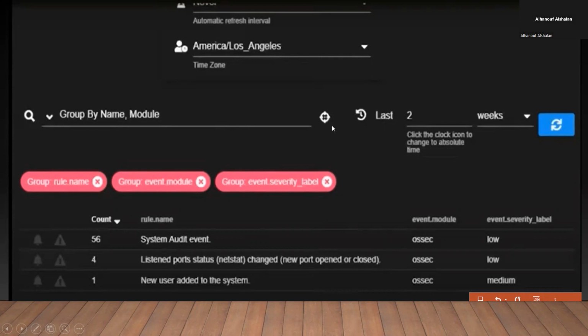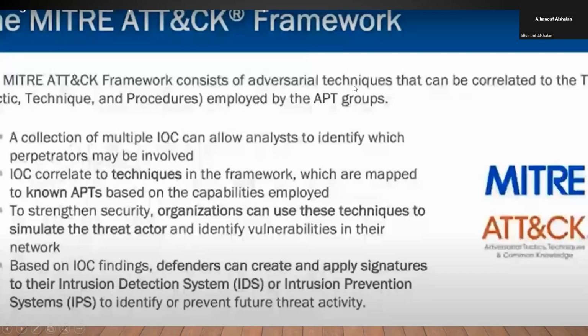So we'll stop here, guys, and I will come back to MITRE ATT&CK, and how MITRE ATT&CK will help us also to understand the IOCs. So this is for when we come back.